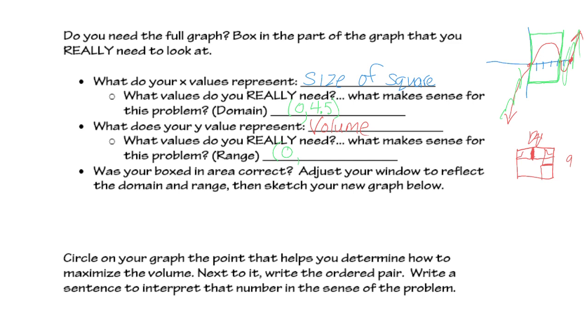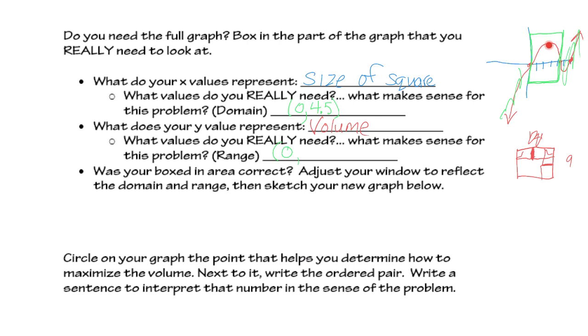All right, so here's what I want you to do. At this point, I want you to type into y equals the volume function that we came up with, get an appropriate window where you can find this, and you're going to need to find this maximum value right here so that you can finish out the range. And then this is a circle on your graph, the point that helps you determine how to maximize the volume. Well, the maximum volume is the highest, and it's going to happen right there. That's where I want you to circle, that maximum.